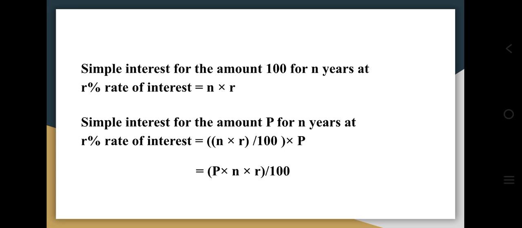Just associate this with A bananas cost B, then what is the cost of C? We divide B by A, then multiply by C. So here 100 corresponds to NR. We want what is for P. So divide NR by 100, multiply by P, which is equal to PNR by 100. Of course, this is the simple interest formula, you know.